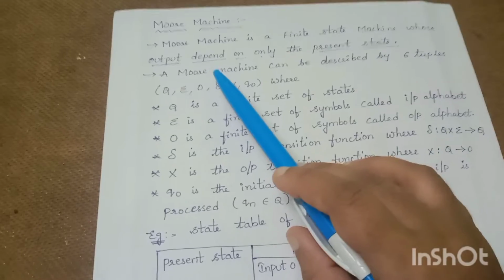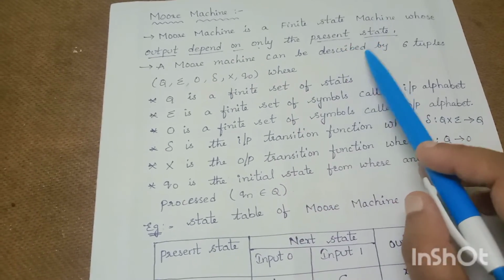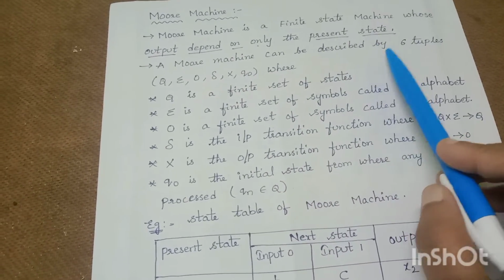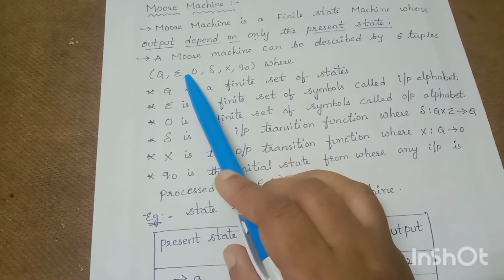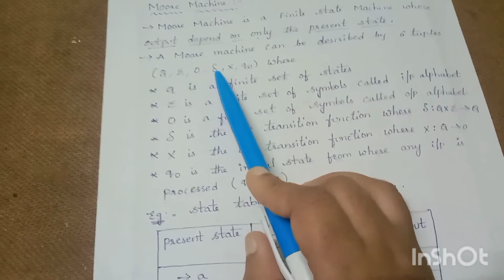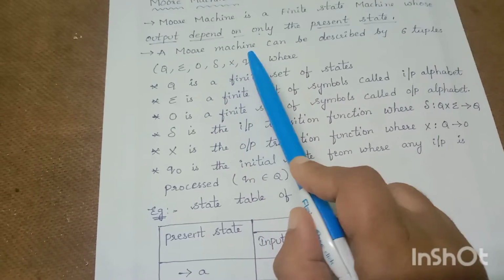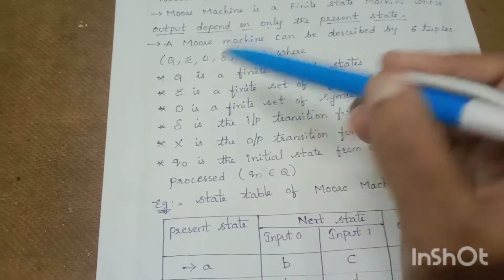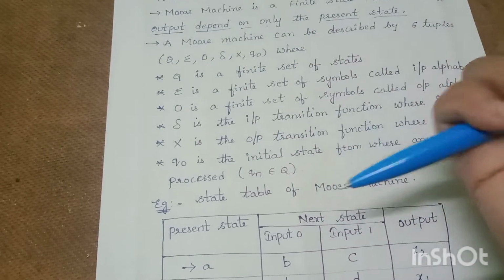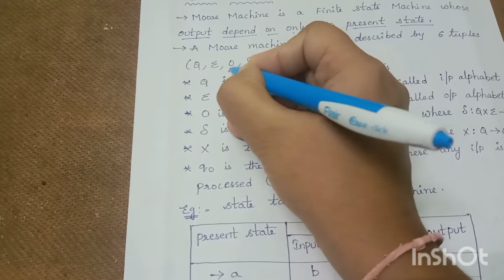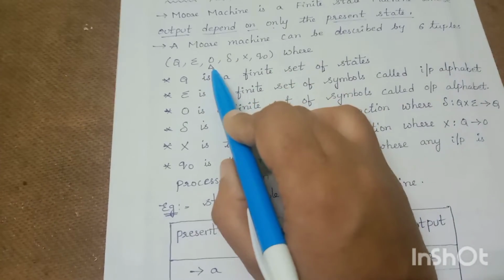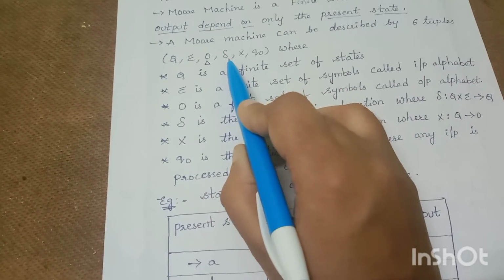This Moore machine can be described by six tuples: Q, sigma, delta, lambda, and q naught. Here in place of this you can take del also. This symbol is called del, and this is delta.